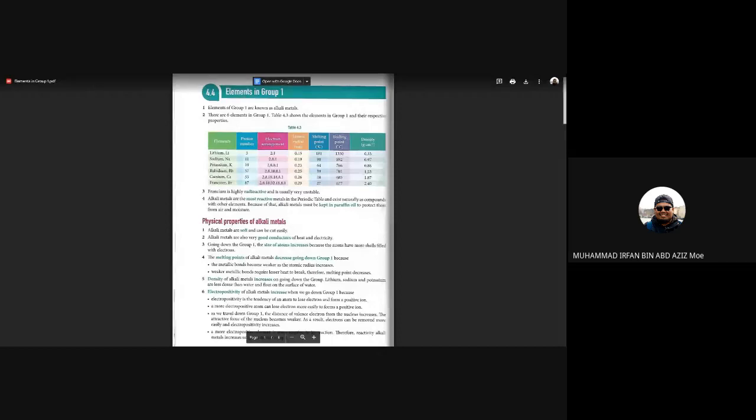Why? Okay, because let us go to the electron arrangement. Down the group, the number of electron shells increases. We can see lithium only has 2 shells, sodium 3, then 4, 5 and so on. But the valence electron is only 1.